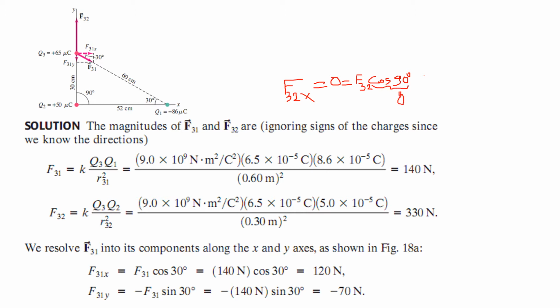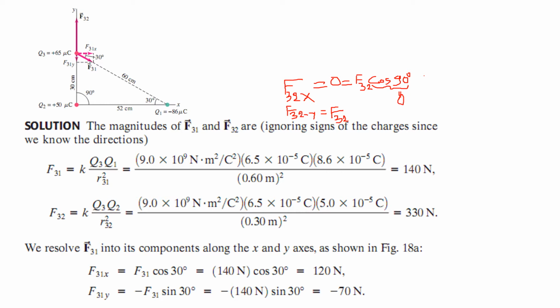It's the reason why the x component of this force on charge 3 due to charge 2 is equal to 0, because this force is along the y-axis, and the y component of this force is equal to the same magnitude of this force. So we are going to add the x component of F31 to the x component of F32.